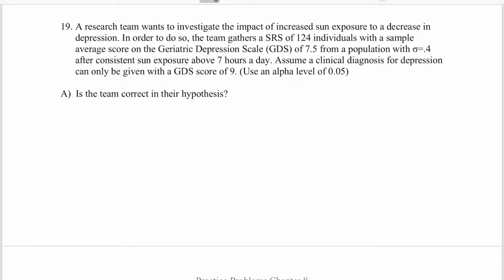Moving on to number 19 here, same thing, we're given a problem, and we're given a bunch of information. Once again, things to look out for is if you have an SRS, which remember from the way beginning of the year is a simple random sample of 124 individuals, sample average or their mean score on the GDS or geriatric depression scale here as 7.5. So we already know our X bar is going to equal 7.5.